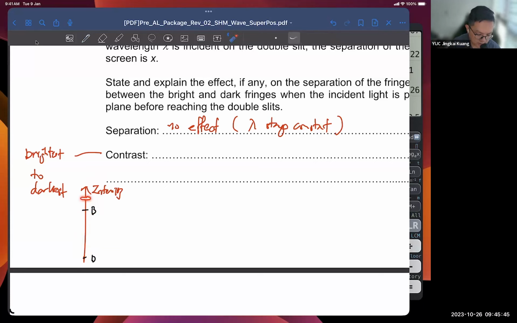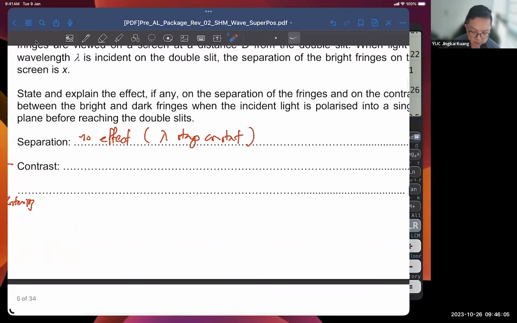I shift my darkest up as well. If I do that, the contrast is still the same as before, because it's a difference between the brightest to the darkest. So if I want to change contrast, I must change the separation between them. So when I pass through a polarizer, what happens first?